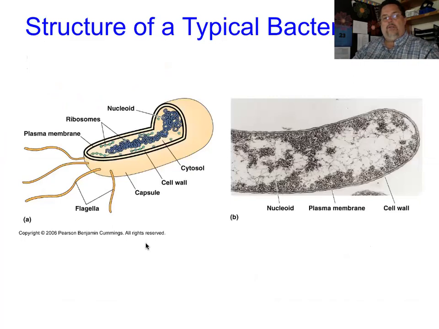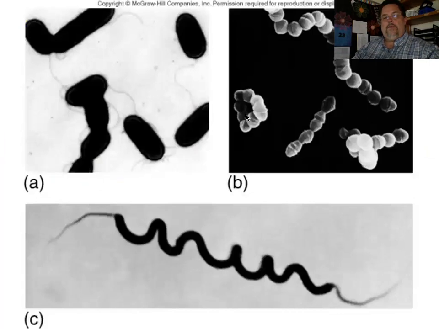Here's the structures of cells. You can see there's no nucleus. There's a cell membrane. They often have cell walls, but you don't see the other stuff. Here's different bacteria again, spirally.